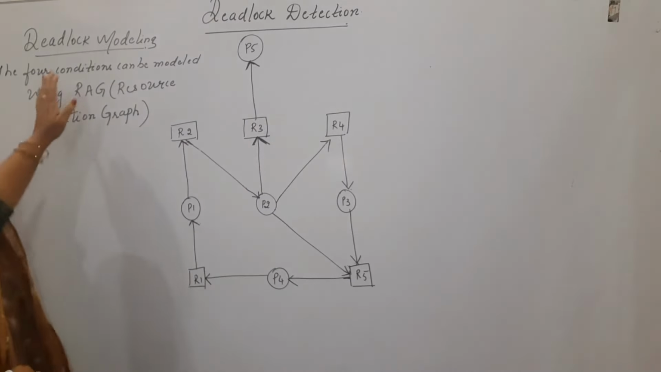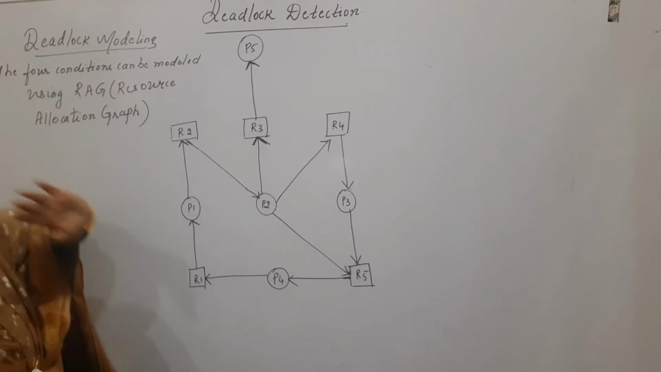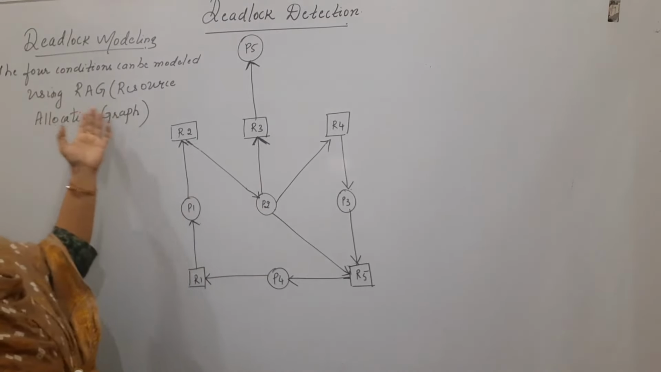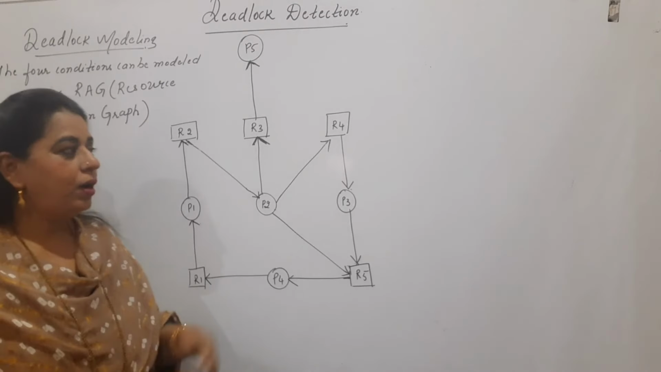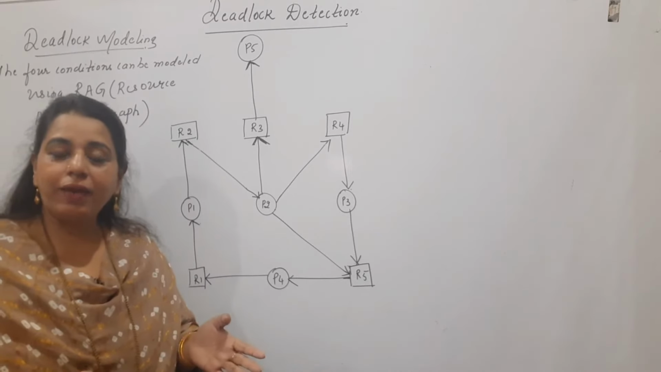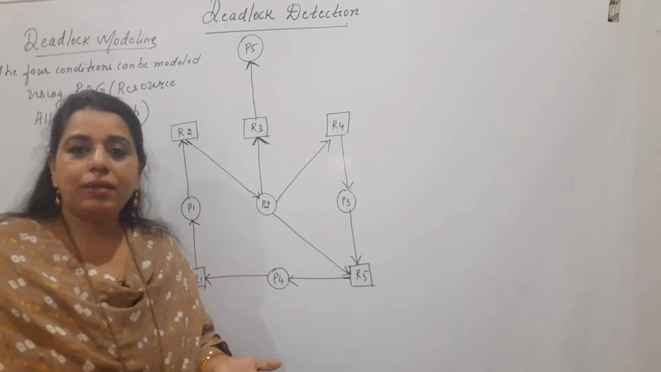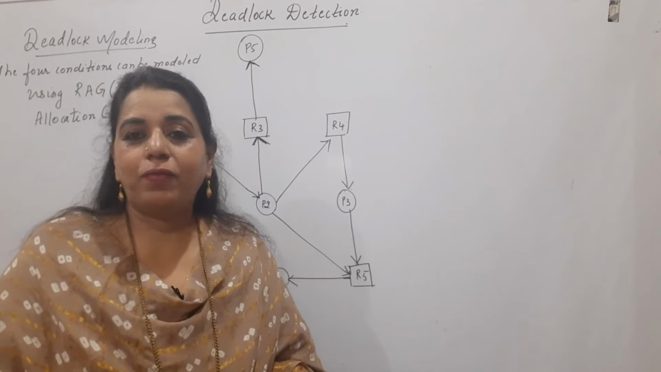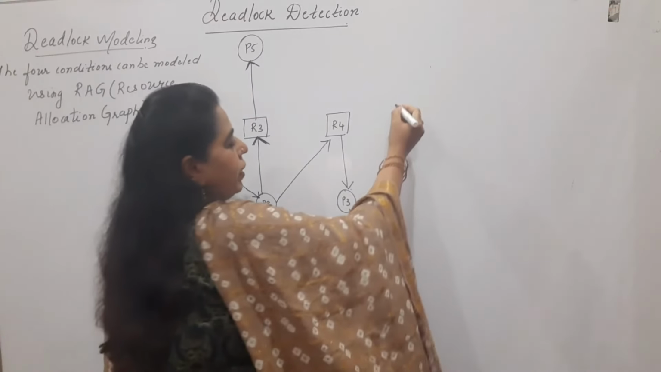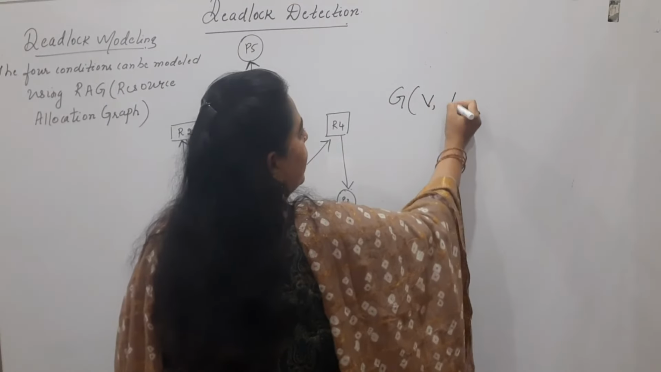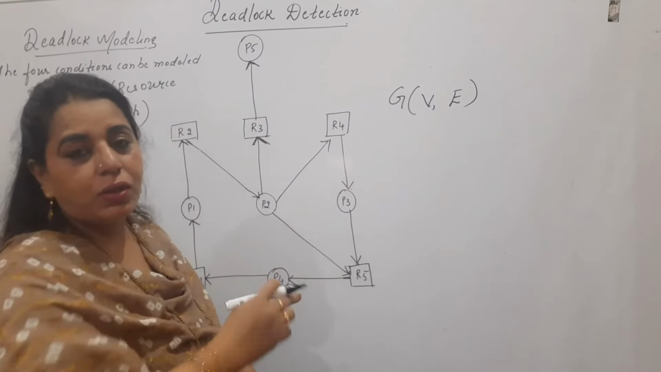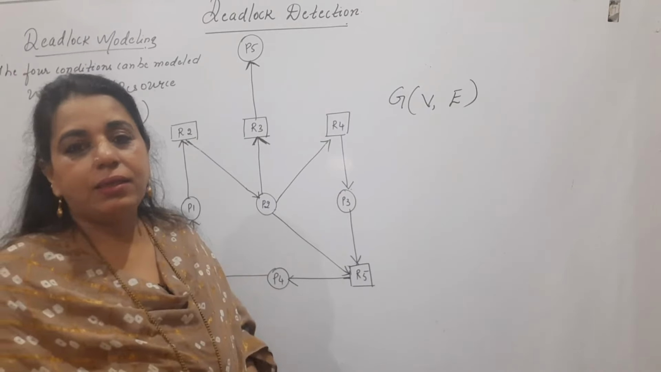So resource allocation graph is used for deadlock modeling. Whatever four conditions we have studied, those four conditions can be modeled using the resource allocation graph. What is a resource allocation graph? It is simply a directed graph, and a graph will have two main components, the edges and the vertices. V stands for vertex and E stands for edges. So there will be vertices and edges.